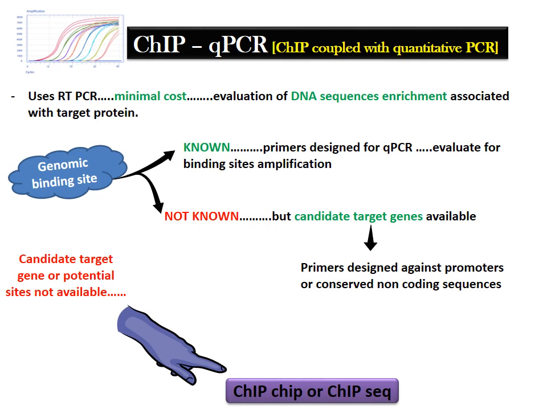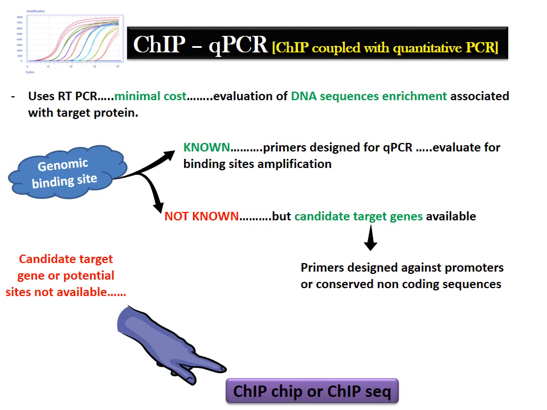When enrichment of certain DNA sequences after immunoprecipitation is analyzed by quantitative real-time PCR, it is called ChIP-qPCR. It can be done either in 96-well plates or 384-well plates in minimal reaction volume. The qPCR primer synthesis can also be done at minimal cost, so it's a cost-effective way of analysis.